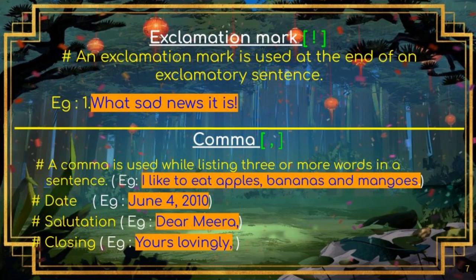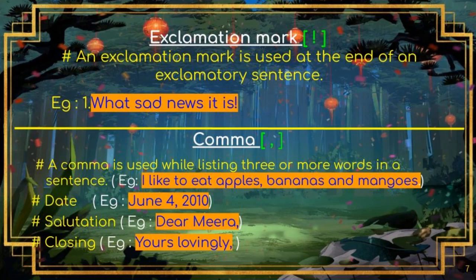Okay students, let us talk about comma. A comma is used while listing three or more words in a sentence. Students, a comma is used to separate items in a sentence. That means when you list items in a sentence, put a comma after each noun. For example, I like to eat apples, bananas, and mangoes. So here, three or more fruits we have mentioned. So to separate these fruits, we put a comma after each fruit.